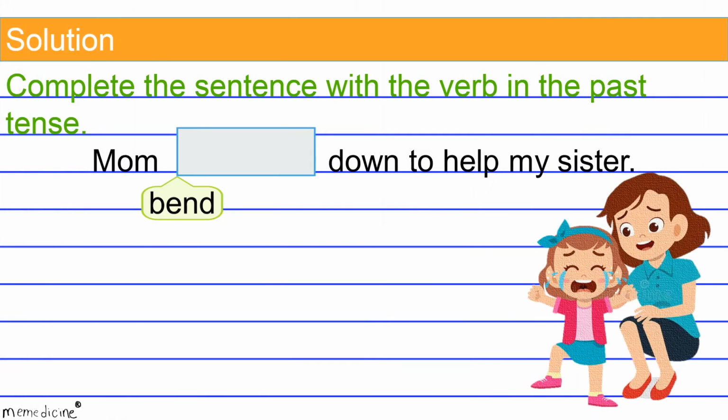All right, back to our original question, and now for the solution. Bent is the past tense form of bend. This simple past tense verb form is irregular, so you have to commit it to memory.